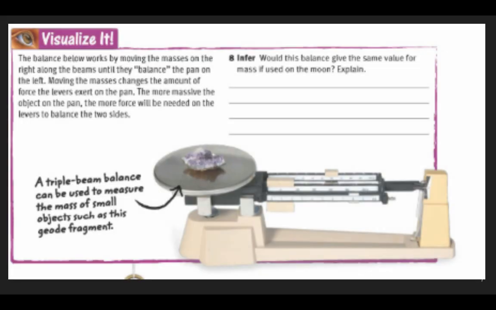So we used triple beam balances to measure the mass of an object, okay? And it says, would the balance give the same value for mass if we used it on the moon? So think about that for a minute. And the answer is yes, it would give the same amount because mass is not going to change regardless of where we are. If we're measuring the weight of that object, then the weight would change.